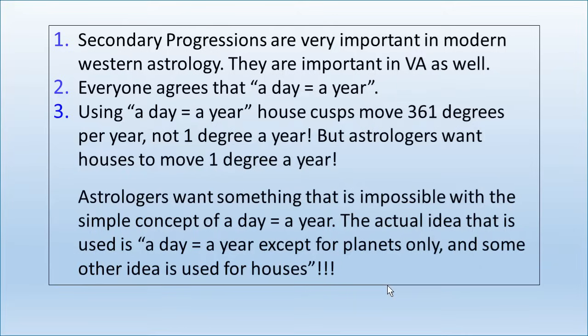So, in one way or another, we remove the 360 degrees and we make believe the cusps move 1 degree a year, because that's what we want. Why do we want it? Because as astrologers, we notice that events tend to happen when an aspect occurs that number of degrees from the house cusp.